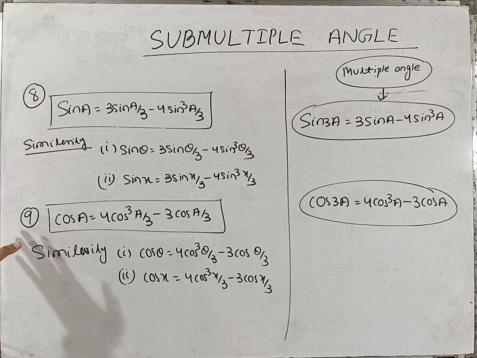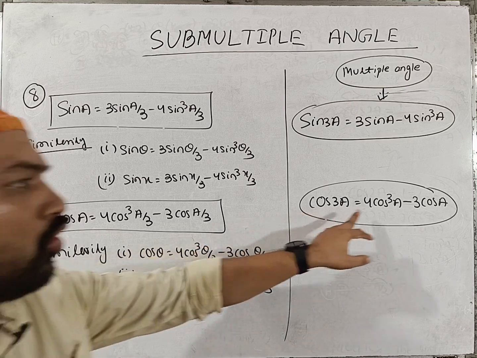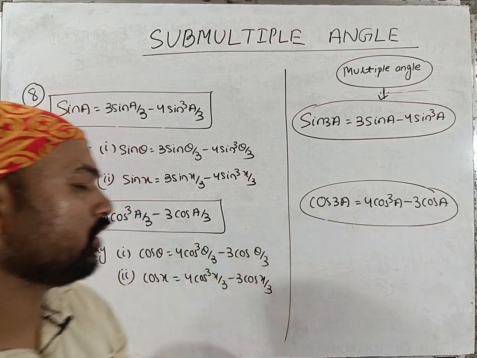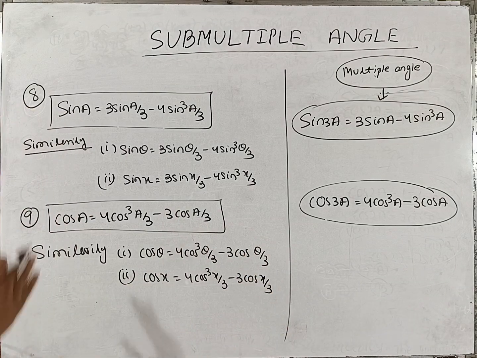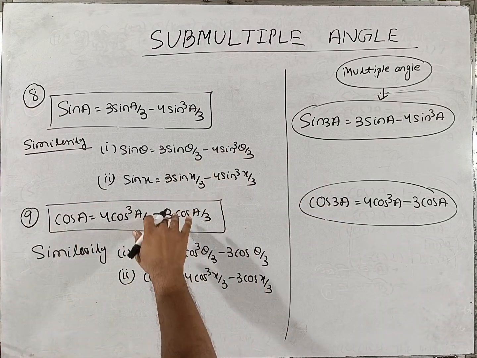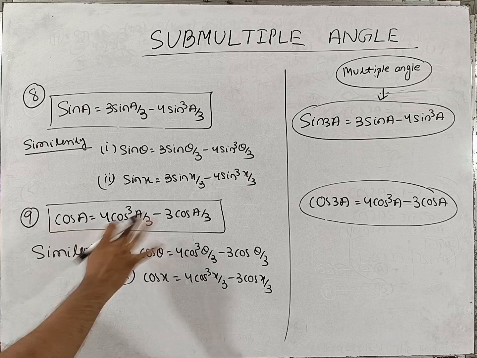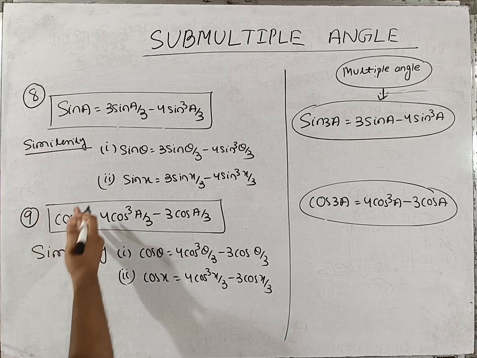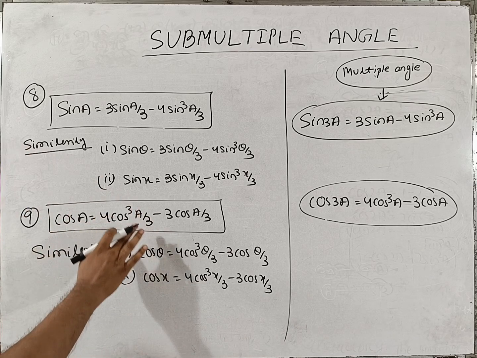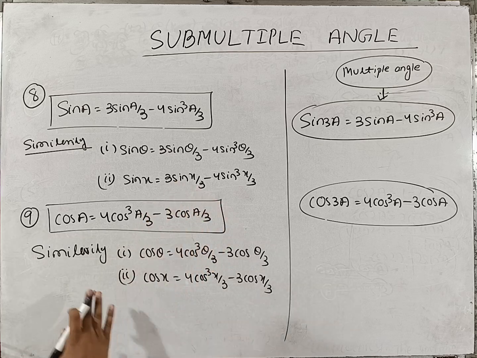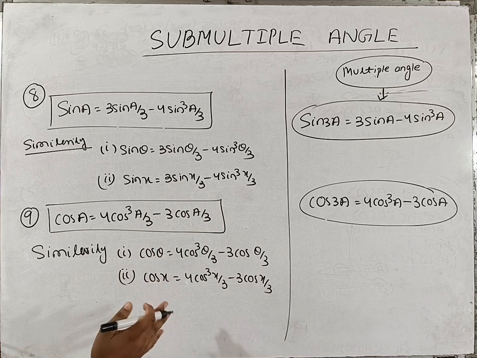Now let us go through the formula number 9. Cos 3A is equal to 4 cos cube A minus 3 cos A. Again, in place of 3A, we have written A, and in place of A, we have written A by 3. So that the formula is here, cos A is equal to 4 cos cube A by 3 minus 3 cos A by 3. Similarly, in terms of theta and x, it has been written here.